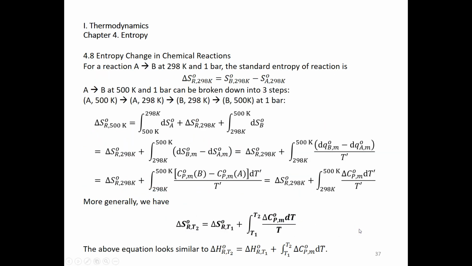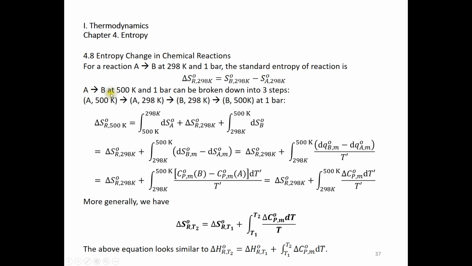Now for a chemical reaction from A to B, at room temperature and 1 bar, we can compute its standard entropy of reaction. The standard entropy of reaction at room temperature is the standard entropy of product B at room temperature minus the standard entropy of reactant A at room temperature. What if we do the reaction at a different temperature, such as 500 Kelvin?